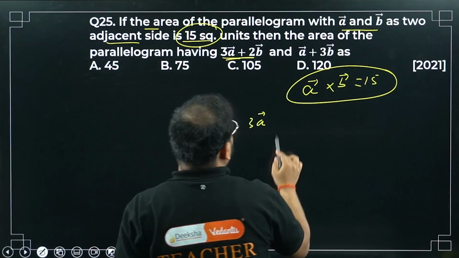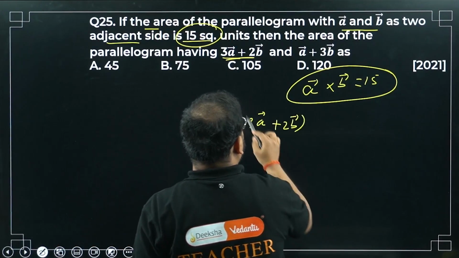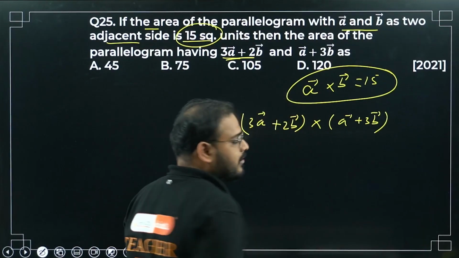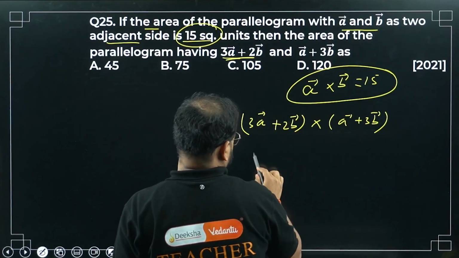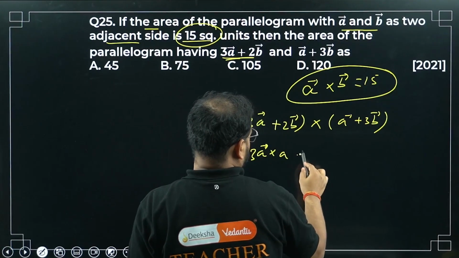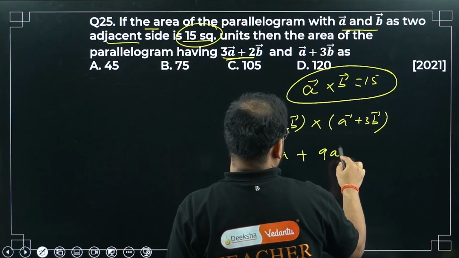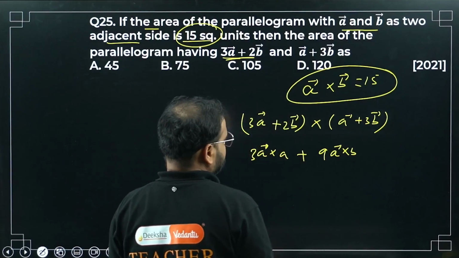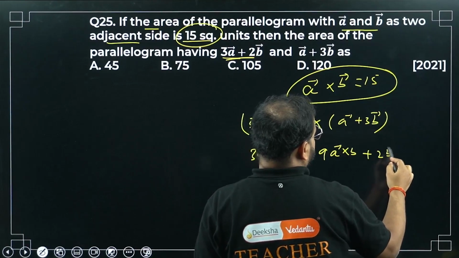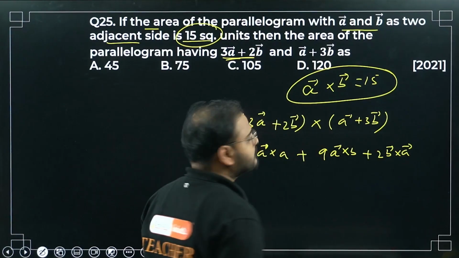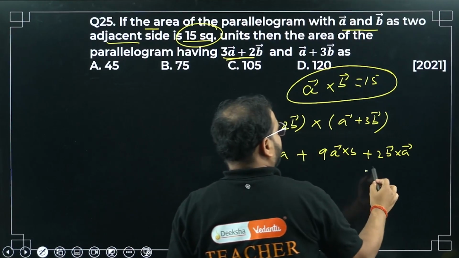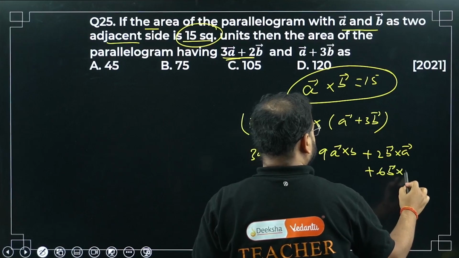3A plus 2B cross product with A plus 3B. We can use the distributive property. 3A cross A. Then 3A cross 3B, so plus 9 A cross B. Please check. Next, 2B cross A, so plus 2B cross A. You can't change A cross B in this case. Cross product is not commutative. We have learned that. And last is plus 6 B cross B.